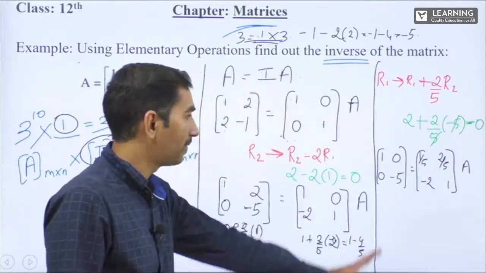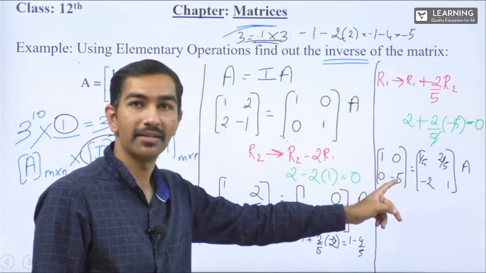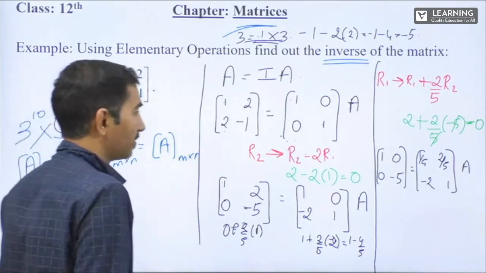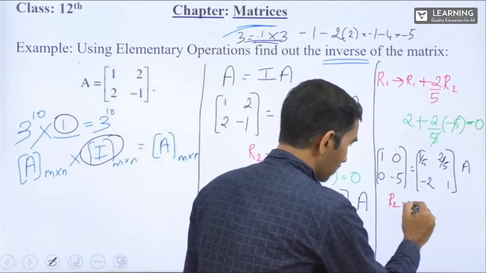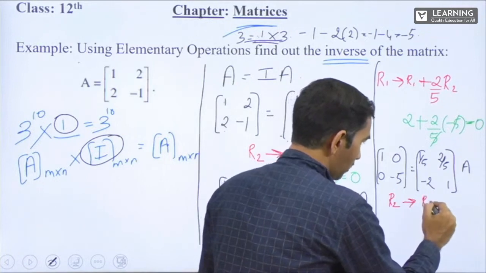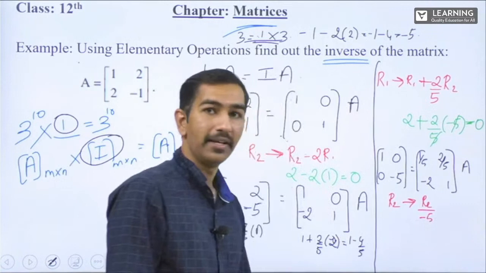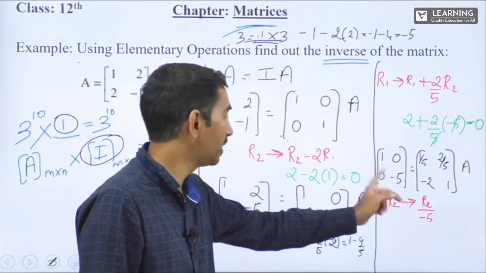Now students, see on the left hand side we got 1 0 0. What should we get here? Plus 1. Correct. So how do we get plus 1 now? It is in R2, right? So write R2 is equal to R2 by minus 5. Correct. If you divide the R2 by minus 5, what will you get? You will be getting plus 5.